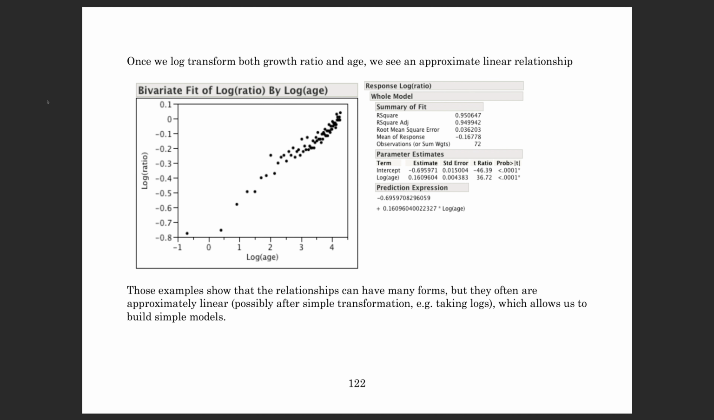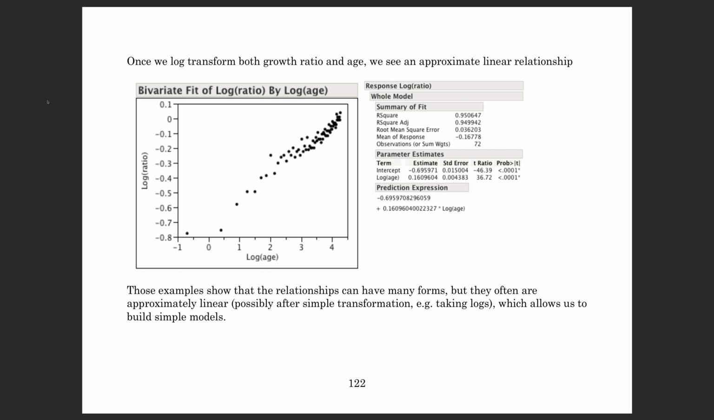It's not perfect. We can see it still looks a little bit of curvature towards the top, and the bottom point looks a little bit off. But you can see this is much closer to a linear relationship now than the plot we had just before when we plotted ratio directly against age.